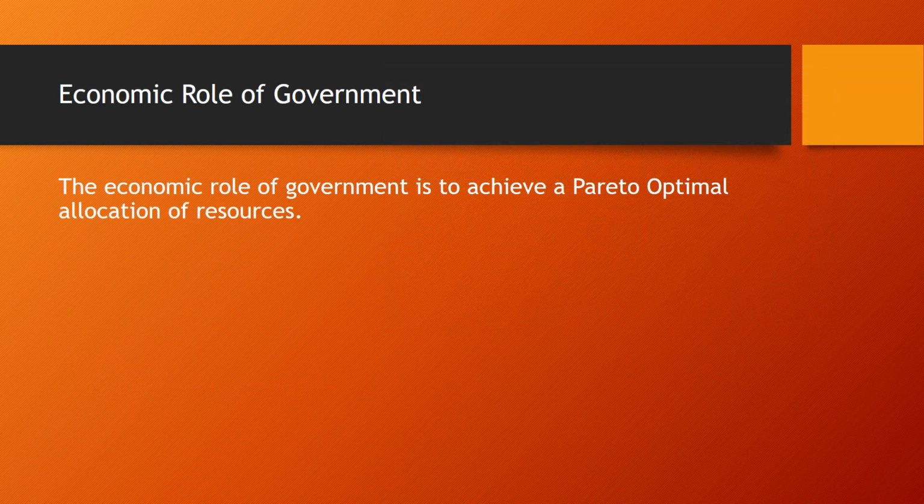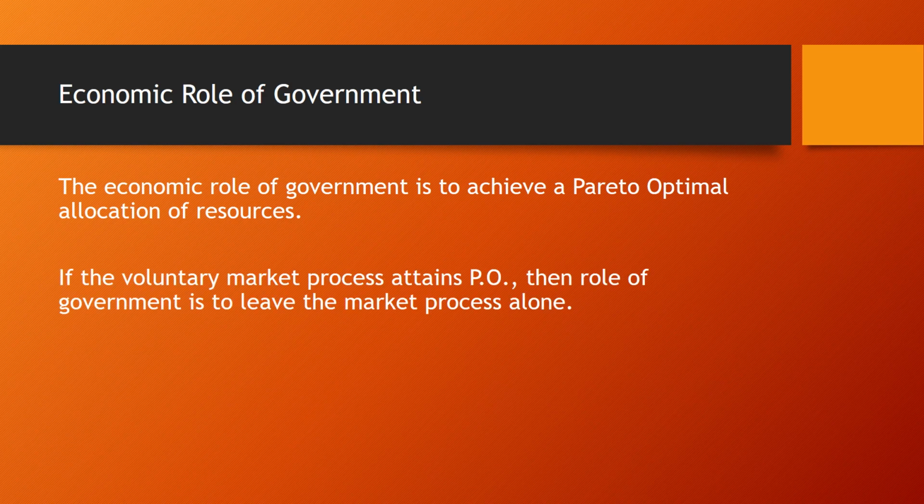Well, what then is the economic role of government? The economic role of government is to achieve a Pareto-optimal allocation of resources. If it turns out that the voluntary market process attains a Pareto-optimal allocation, then the role of government is to leave the market process alone.